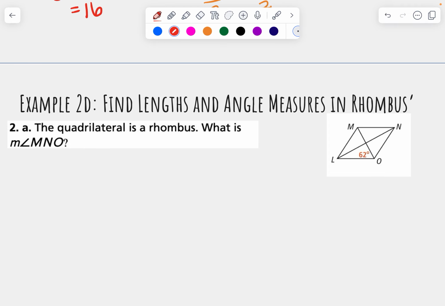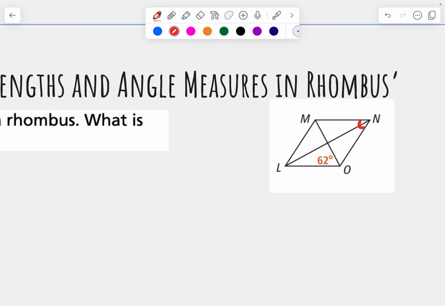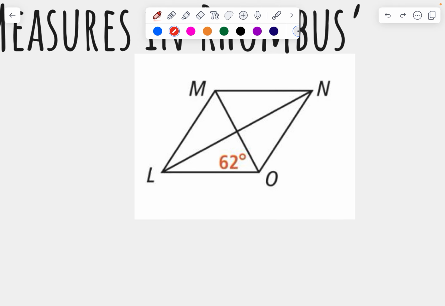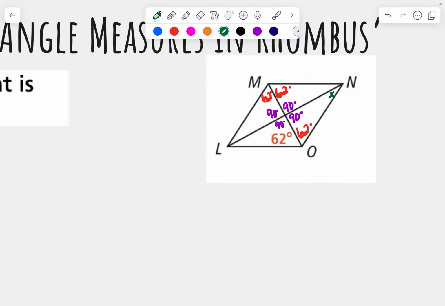Here they want me to find M and O. So this whole big angle up here they want me to find. So let's see what we can do. I know this has to be 62 degrees. All of those angles are 62 degrees. All of these middle angles are 90 degrees. So I need to find my missing angle for one of those triangles.